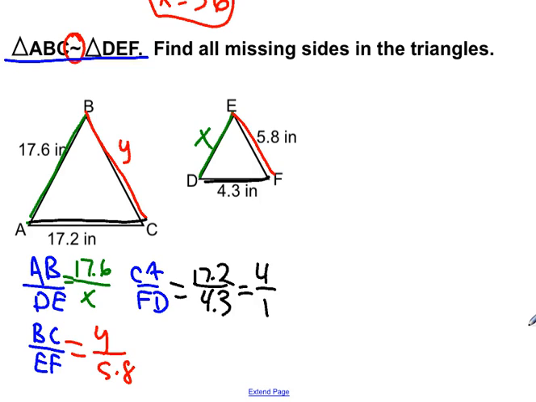Now, that means that the scale factor is 4 to 1 or 1 to 4, however you want to think about it. The larger triangle ABC is 4 times the smaller triangle DEF. And so you can actually start to use that to set up some proportions to find the missing side lengths. Because the corresponding sides AB and DE, that's 17.6 to x, that should also simplify to 4 to 1.